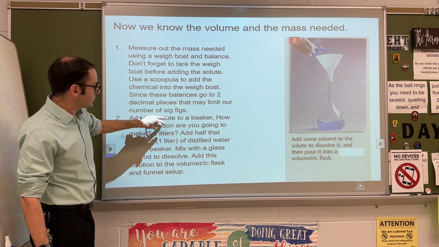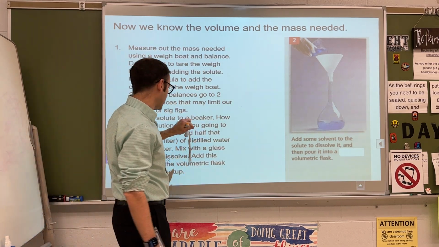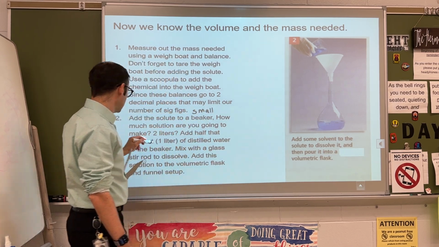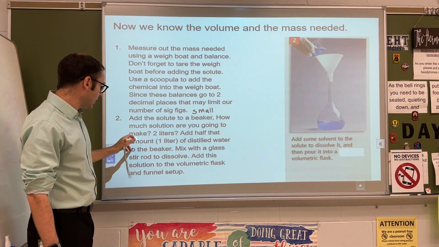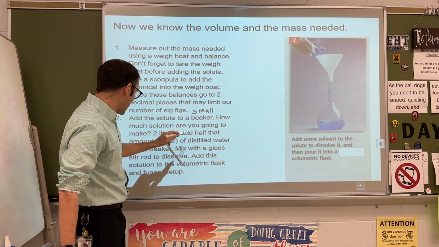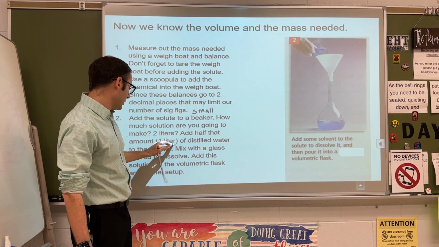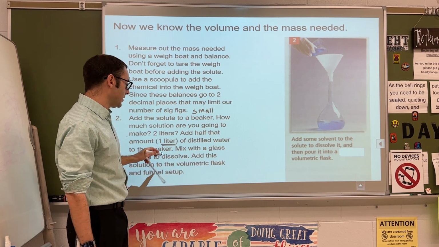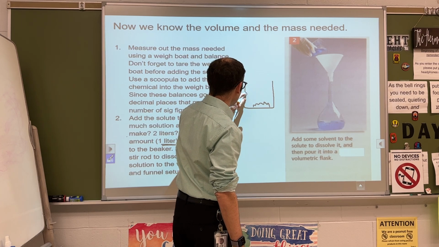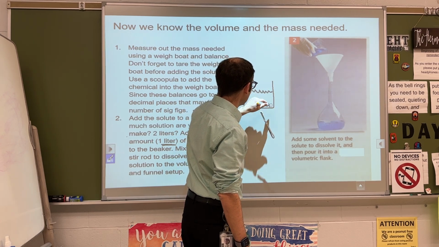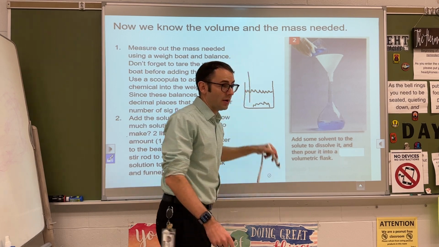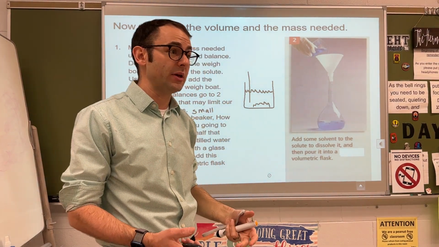You're going to add the solute to a beaker. All right, we're going to add it to a small beaker. How much solution are you going to make? Well, in this example, we're making 2 liters, right? So you want to add about half of that, or 1 liter, of distilled water to the beaker. So you're going to have your salt in here, and then you're going to put in distilled water, and then you're going to use a glass stir rod and stir it up and basically dissolve it in a little beaker, all right?